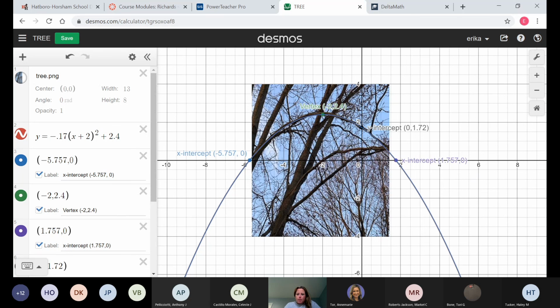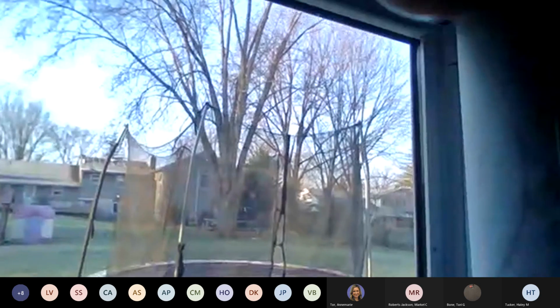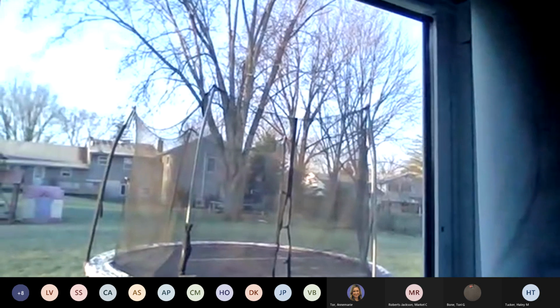Hold on, let me show you. I know some of you don't believe me. There's my window, and there's the tree I stare at. It has a bunch of parabolas in it.